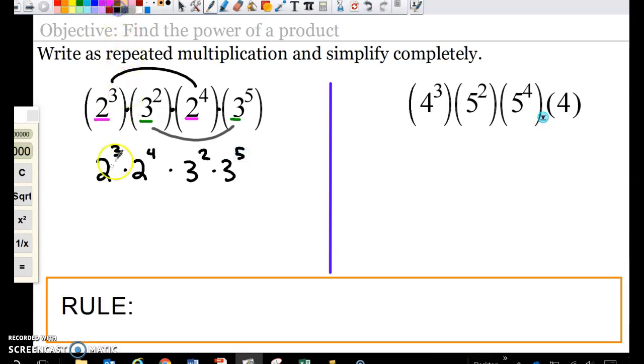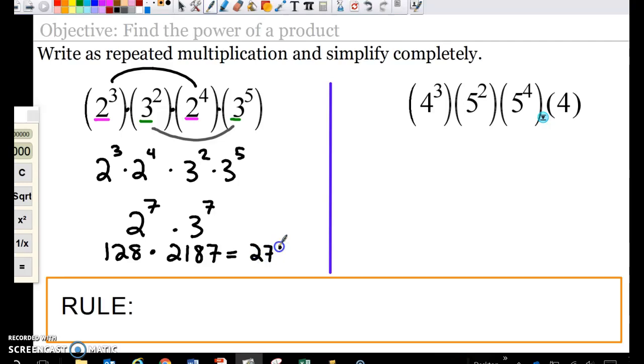I can combine by adding the exponents. They have the same base. So I have 2 to the seventh times 3 to the seventh. And of course, I can do that in my calculator. 2 to the seventh is 128. 3 to the seventh is 2,187. I can multiply those together, and I get 279,936.